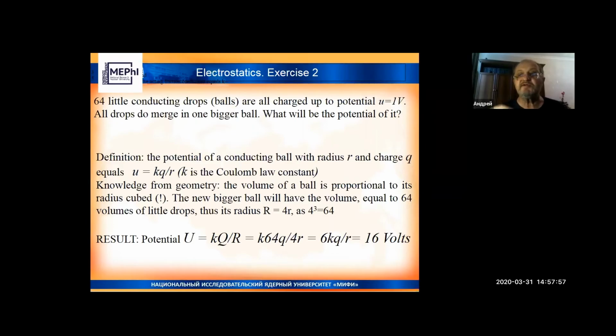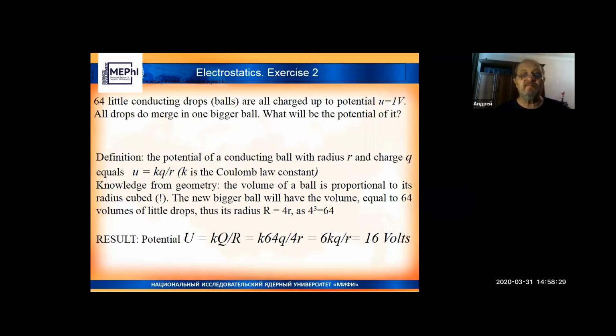Now what will be the radius of the big ball? Will it be equal to 64 radii of little ones? No. The volume will be equal to 64 volumes of little ones. But from geometry we know that volume is proportional to the radius cubed. What number shall I cube in order to obtain 64? Think a little bit. It's 4. 4 multiplied by 4 is 16, multiplied again by 4 gives exactly 64.